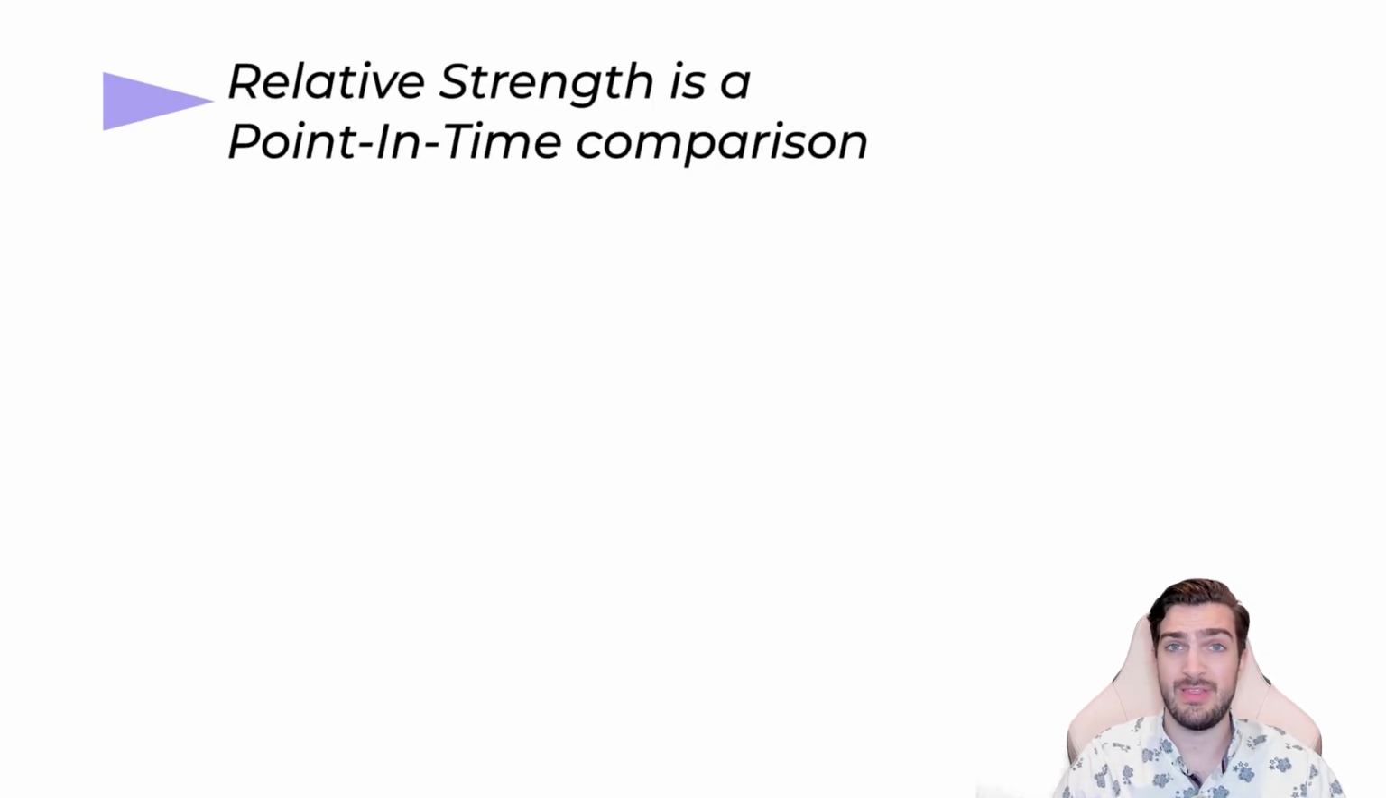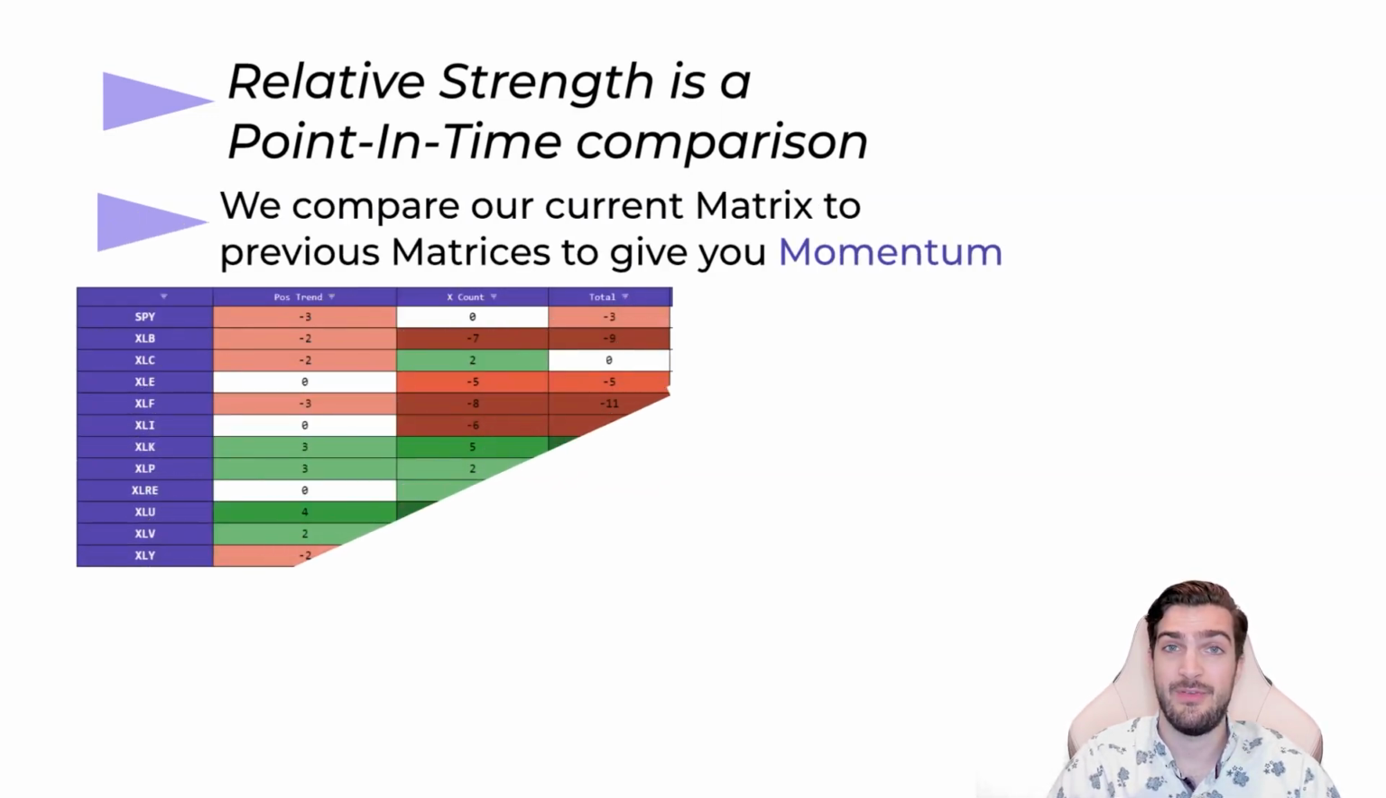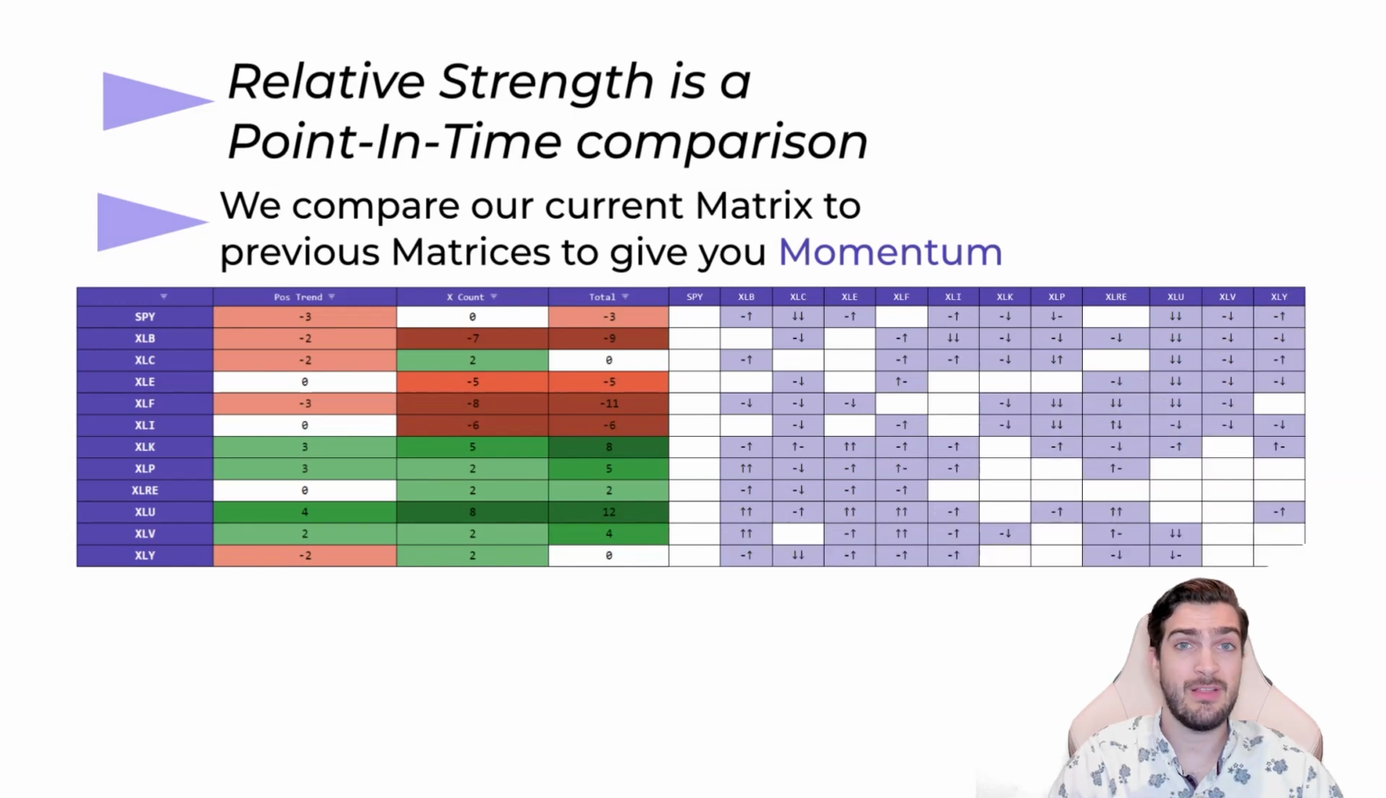But one of the biggest benefits of relative strength is also one of its biggest drawbacks, which is that relative strength is a point-in-time comparison, meaning relative strength today is going to be a little bit different than what relative strength was yesterday and could be very different compared to what relative strength looked like 1 week ago. So, to be able to understand how relative strength changes over time, we take the matrix and compare it against previous matrices to be able to understand which sectors or securities are gaining or losing strength over time. This table we call the momentum table.